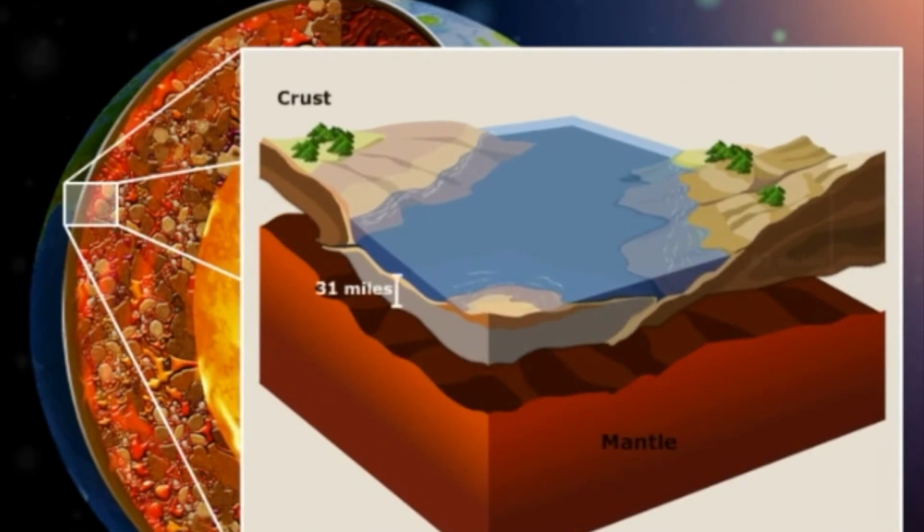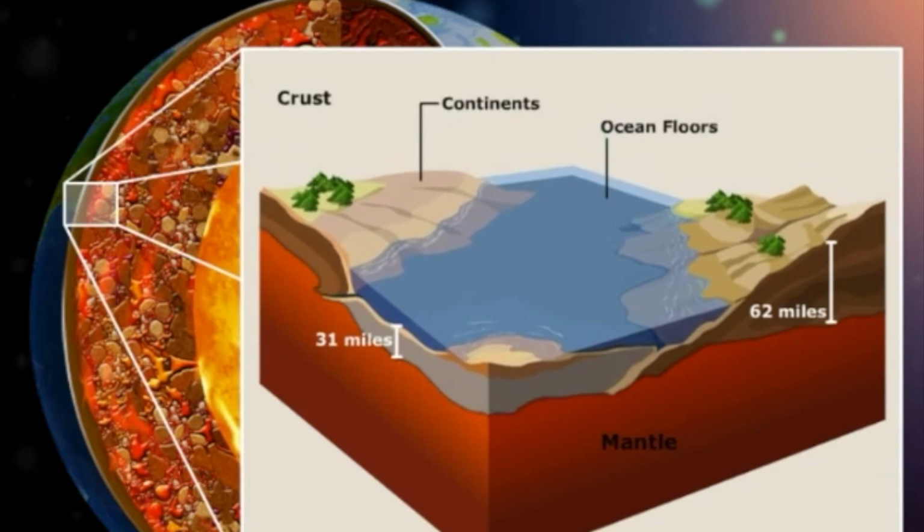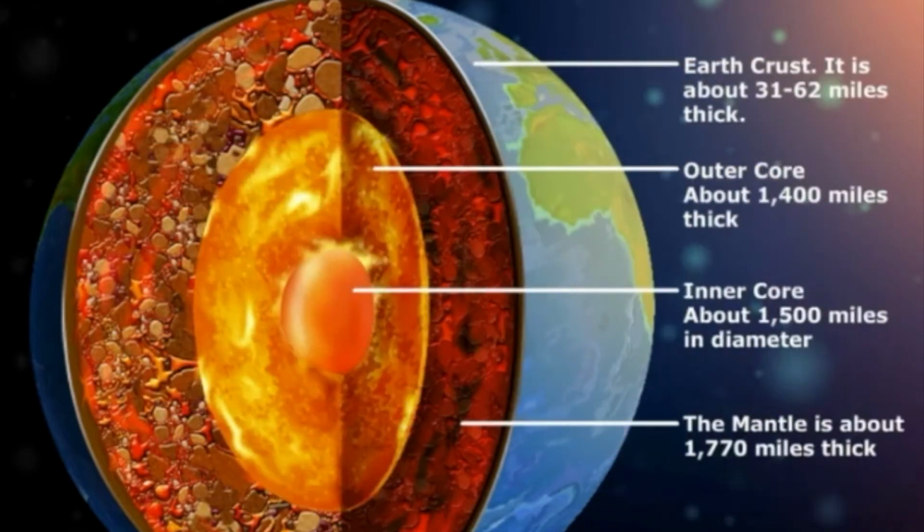It is about 31 to 62 miles thick. The crust is a relatively thin, rocky shell and includes the continents and the ocean floors. The next time you go outside, remember that Earth is made up of far more than what you can see on the surface.